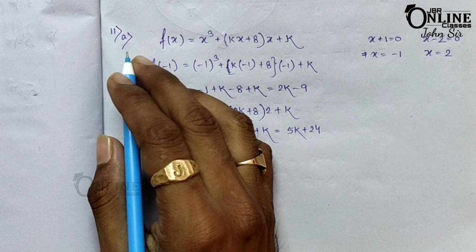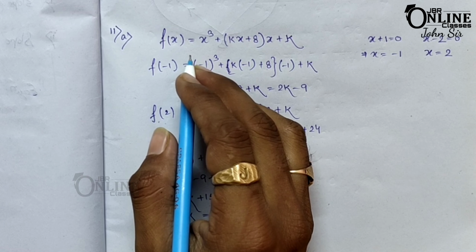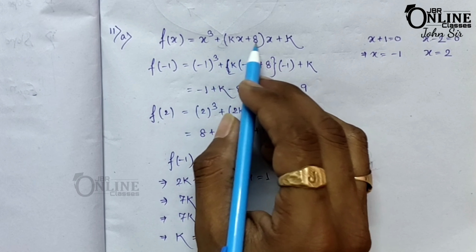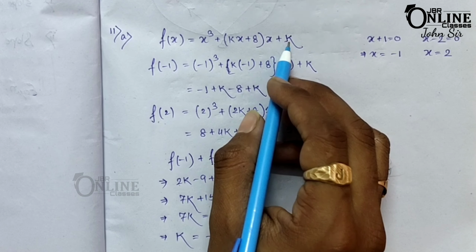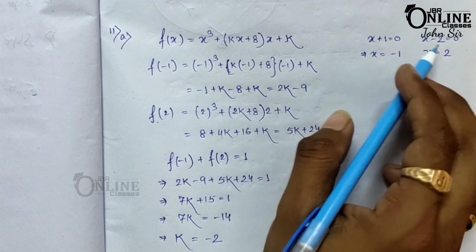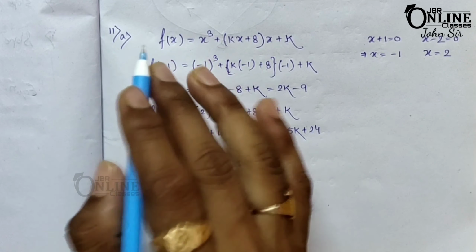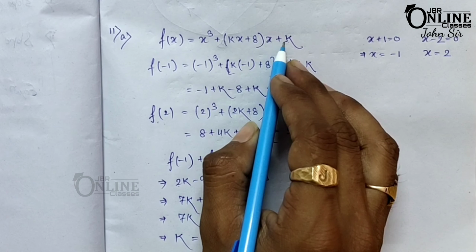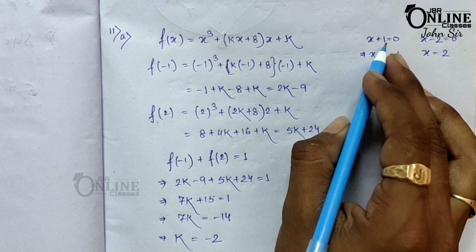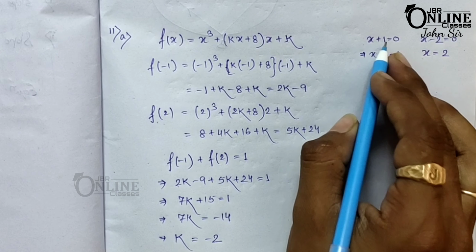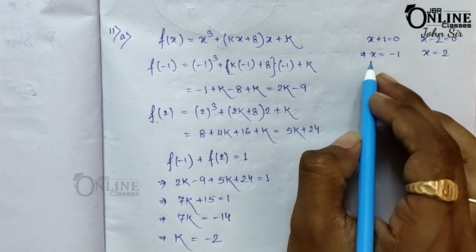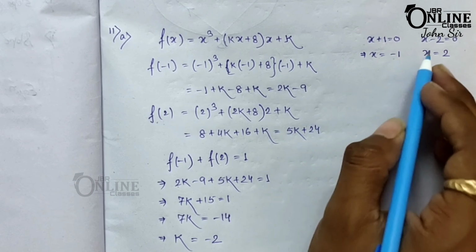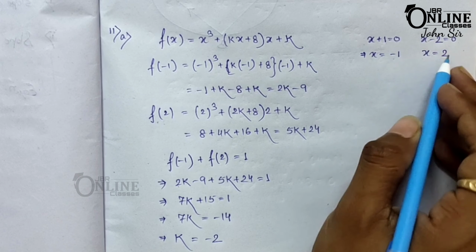Sum number 11A. Using the remainder theorem, find the remainder obtained when x cube plus kx plus 8 into x plus k is divided by x plus 1 and x minus 2. So here the given function f(x) equals this one and the factors are x plus 1 and x minus 2. So if x plus 1 is a factor, then x plus 1 equals 0 and x equals minus 1. If x minus 2 is a factor, so x equals 2.